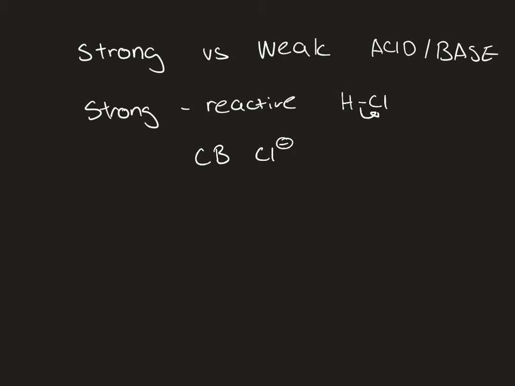The reason for that is that the negative charge is stabilized nicely with the chlorine, because chlorine is very electronegative. So in this case, the conjugate base is not very active, and that's why we say it's a weak conjugate base. It's a weak base. So in terms of weak, if we look at the example, weak just means not reactive.